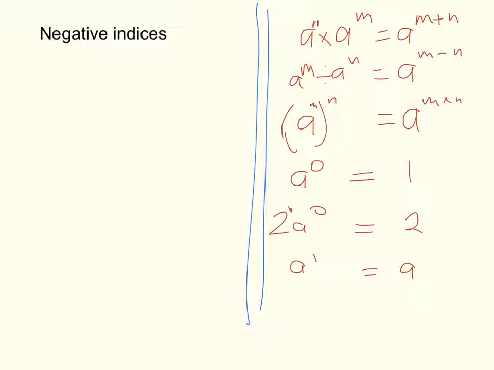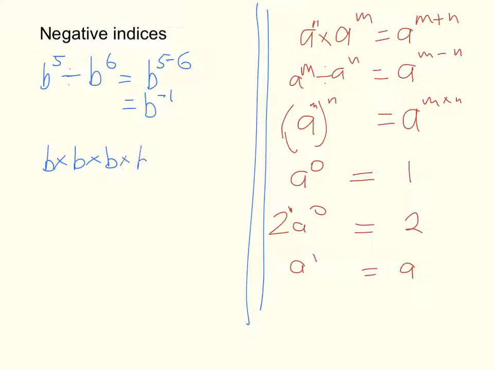So to do this, we're going to do a little proof. I'm going to say I've got b to the power of 5 divided by b to the power of 6. Okay, so that would be b to the power of 5 minus 6, which is b to the power of minus 1. Now the other way I could write this is b to the 5 over b times b times b times b times b times b. Okay, I hope you agree with me there.